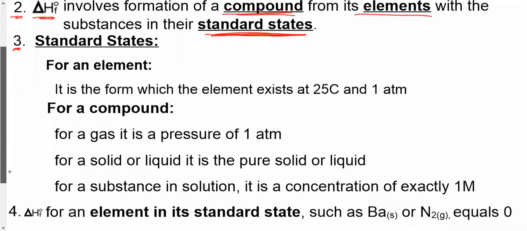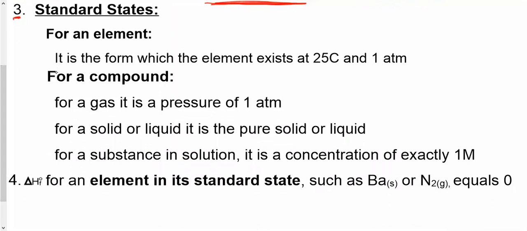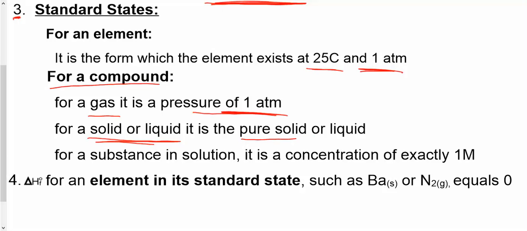Standard states are defined. For an element, it's the form in which the element exists at 25 degrees Celsius and 1 atmosphere. Usually you can look at the periodic table and the color will give you the state. For a compound, if the compound is a gas, then the standard state is it is at a pressure of 1 atmosphere. If it's a solid or liquid compound, it's the pure solid or liquid.